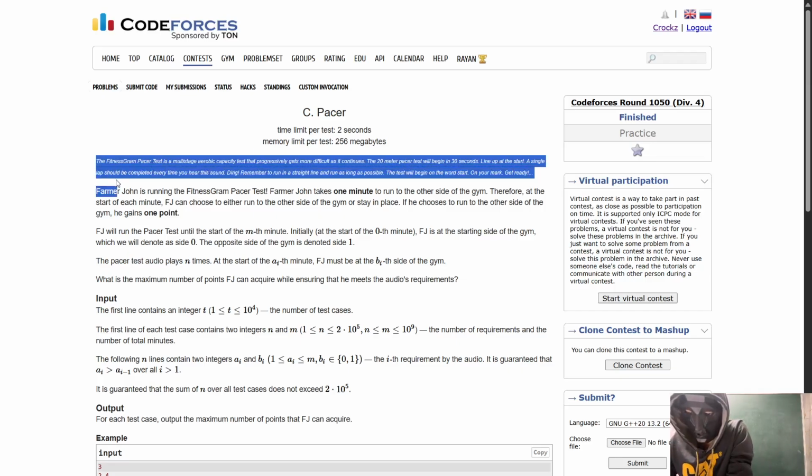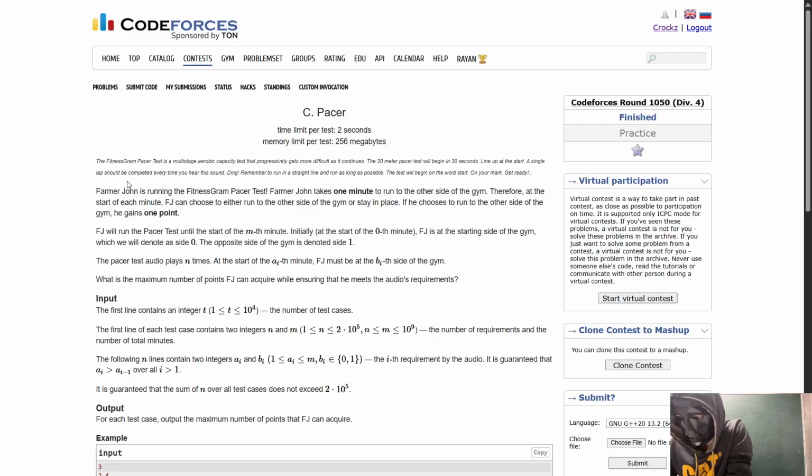This is the behind the scene of the problem. The FitnessGram Pacer Test is a multi-stage aerobic capacity test that progressively gets more difficult as it continues. The 20-meter pacer test will begin in 30 seconds. Line up at the start. A single lap should be completed every time you hear this sound, ding. Remember to run in a straight line and run as long as possible. The test will begin on the word start. On your mark, get ready.